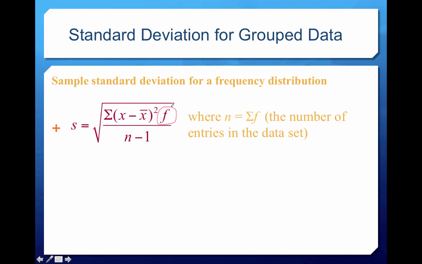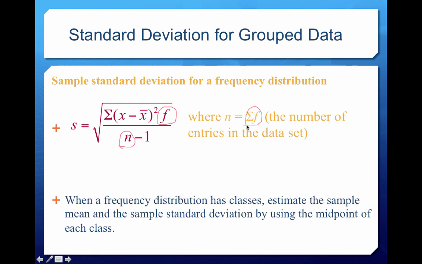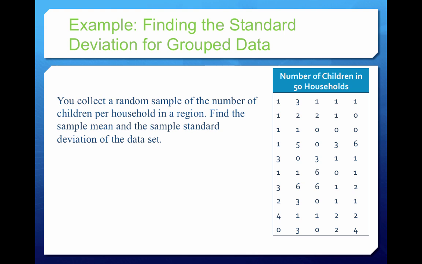And obviously our sample size, how are we going to get that? Well, that's going to come from summing all the frequencies. When a frequency distribution has classes, what are you going to do? You're going to estimate the sample mean and the sample standard deviation by using the midpoint of each class. The best way to think about this, because it can be a little bit confusing, especially when I'm talking formulas, is to just go through an example.